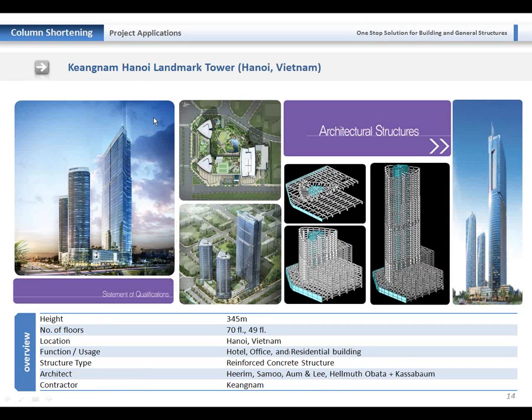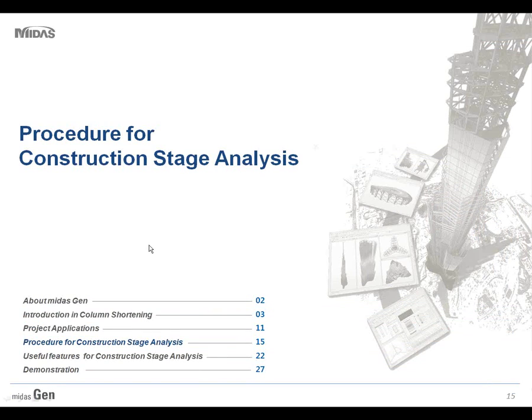The other application is Hanoi Landmark Tower in Vietnam. It has been constructed by Gyeongnam, and it has a 40-floor building and 94-floor twin towers. Also for those buildings, MidasGen has been used for the column shortening. So we have seen the general concept and the project application. So I would like to show you the procedure of how we can define those data in MidasGen.